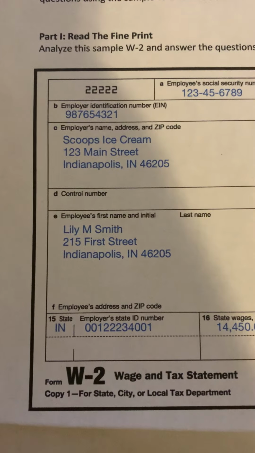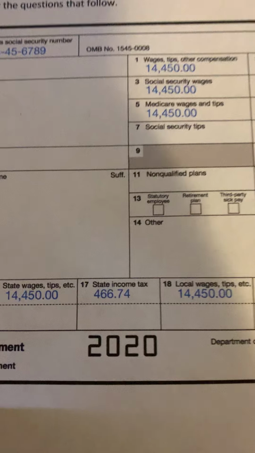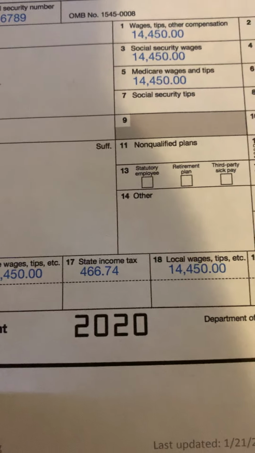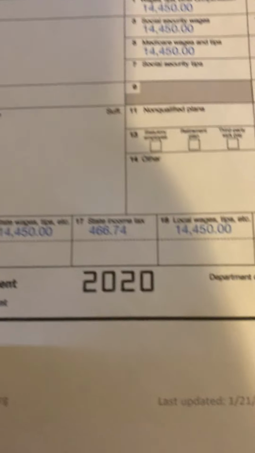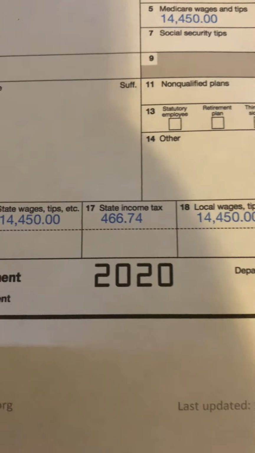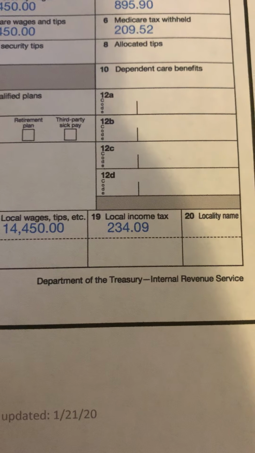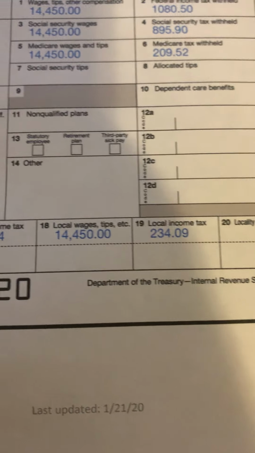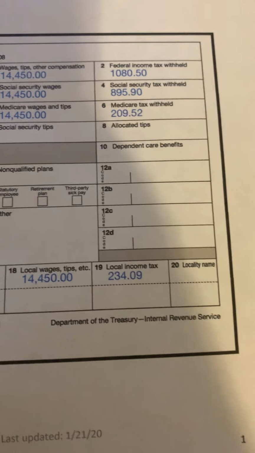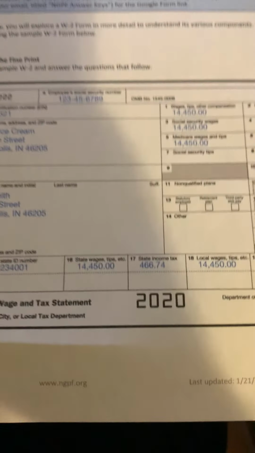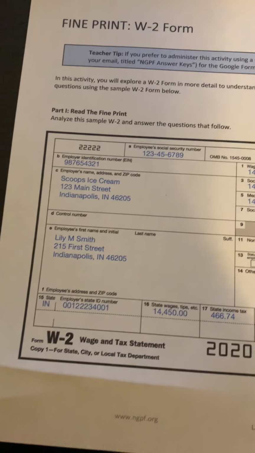We have employer state ID number. You guys didn't really have to worry about that so much. Here's that state income tax. So Indiana has a state income tax, and we're going to revisit that in a little bit. The town that Lily lives in, Indianapolis, okay? They have some local income taxes also that she has to pay on top of her state and her federal income taxes. So, I mean, that's pretty much it on the W-2.